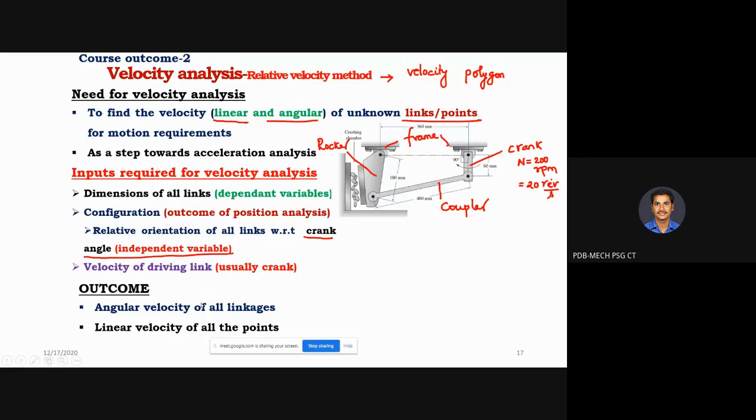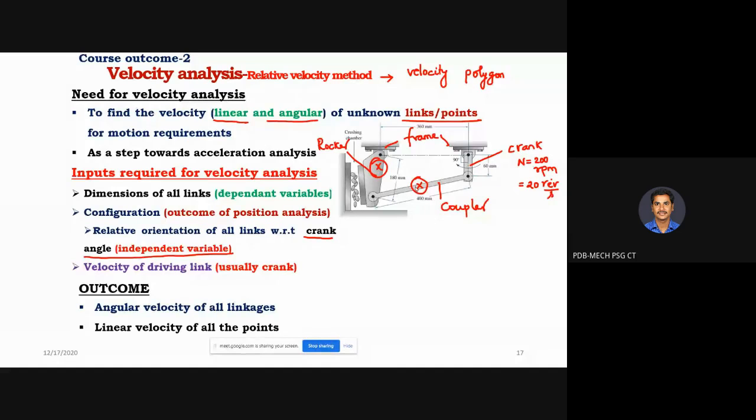So what is the final outcome of this velocity analysis? We are able to find out the angular velocity of all the links. So if we know these input data, that is dimensions of all the links, input crank angle and crank velocity, all the velocities at all the points can be obtained by doing velocity analysis. So if I want to find out velocity at this particular point, I can find out the velocity. Or if I want to find out the velocity at this particular point, I can find out.